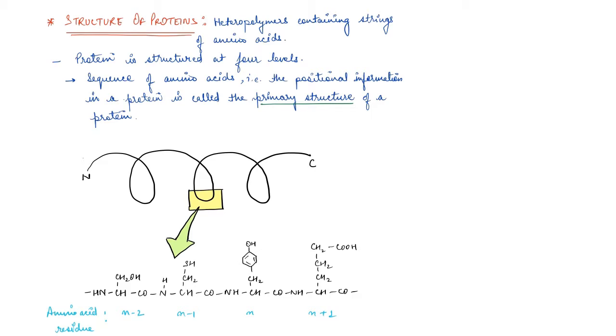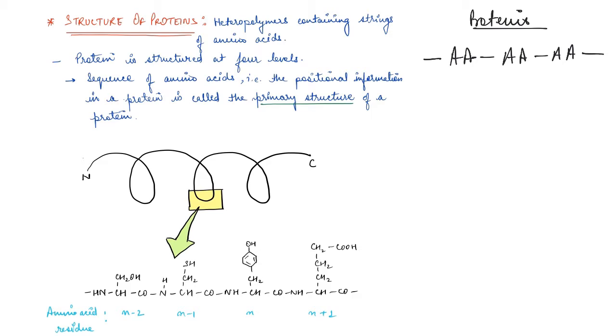So basically, we'll start with structure of proteins. Now, as we discussed in the previous video, what are proteins? Proteins are polymers of amino acids. Different amino acids join together to form proteins, right? Now it can be a homopolymer, that is of one single type of amino acid, and it can be a heteropolymer as well, which means different types of amino acids. So these are either homopolymers or heteropolymers containing strings of amino acids, right?